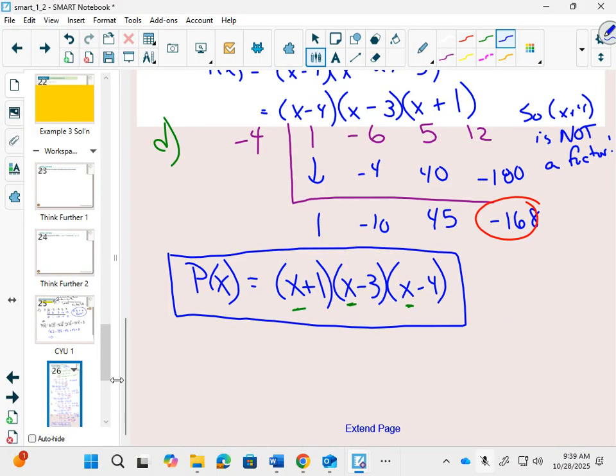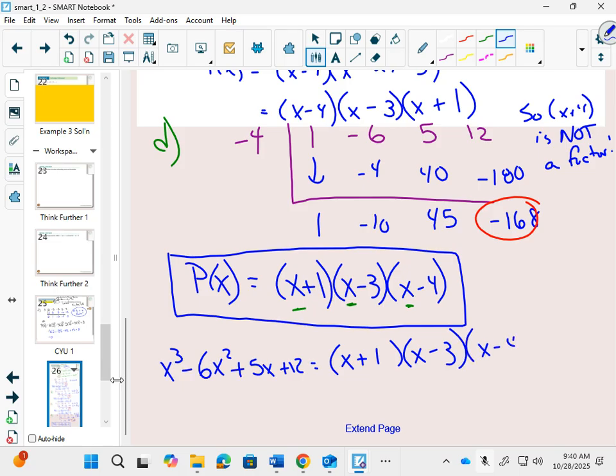Now I'm actually going to write out p of x just as it was here. p of x was x cubed minus 6x squared plus 5x plus 12. Factored completely was x plus 1, x minus 3, x minus 4. Because if we look at patterns in the answer, those patterns teach us how to get the answer faster.